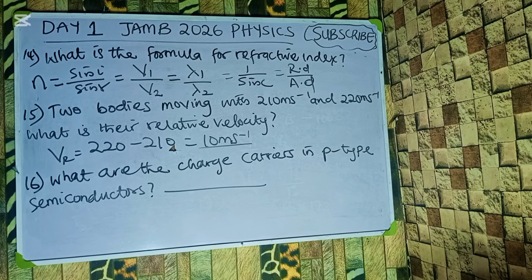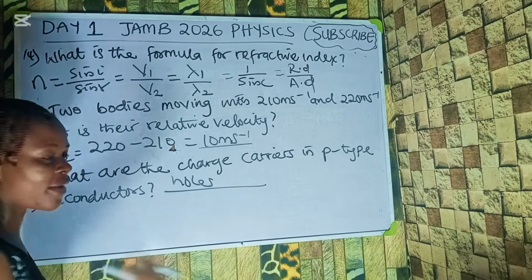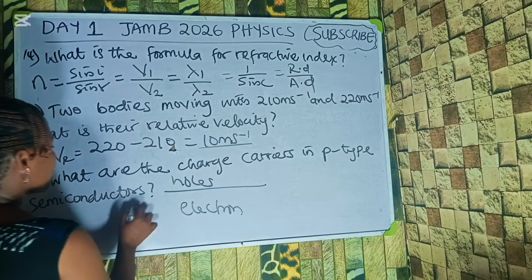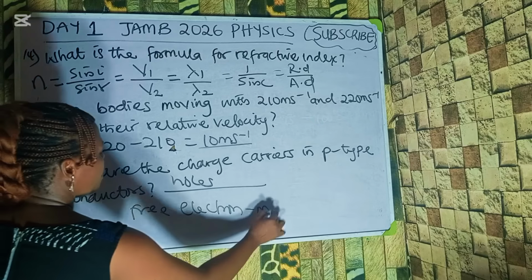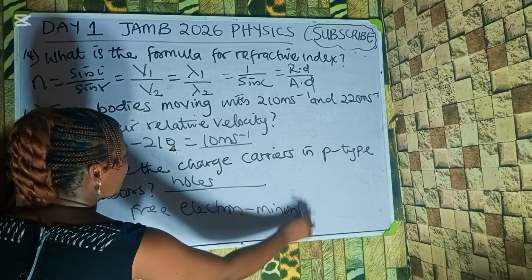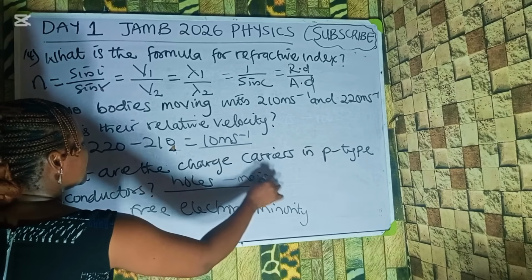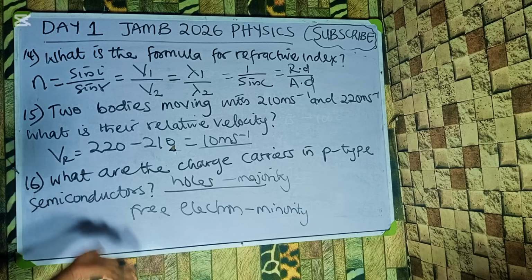The charge carriers are the holes and the electrons, but the majority carriers are the holes. Holes are the majority carriers, right? The electrons, which we can call free electrons, are the minority carriers. Why the holes? They are the majority carriers, because p-type means positive type semiconductor, so we have more holes, and holes are positively charged.